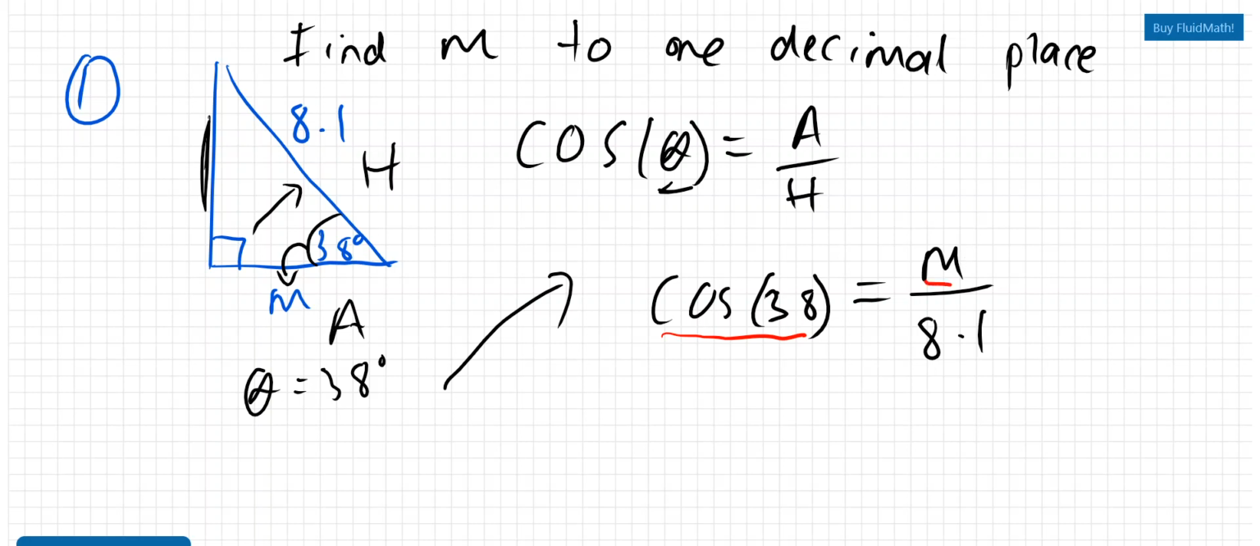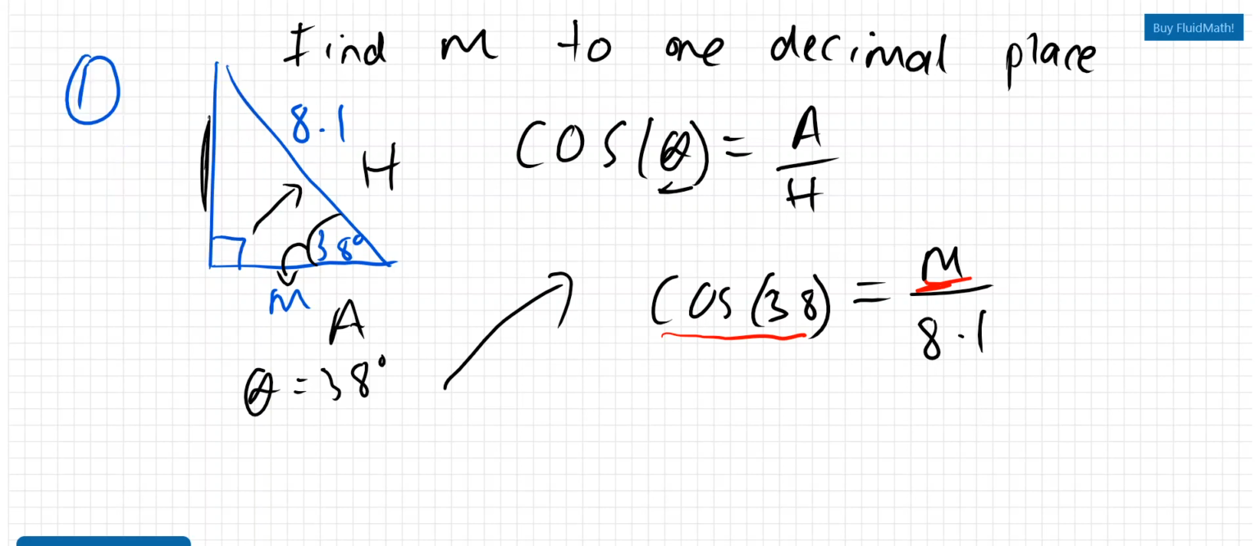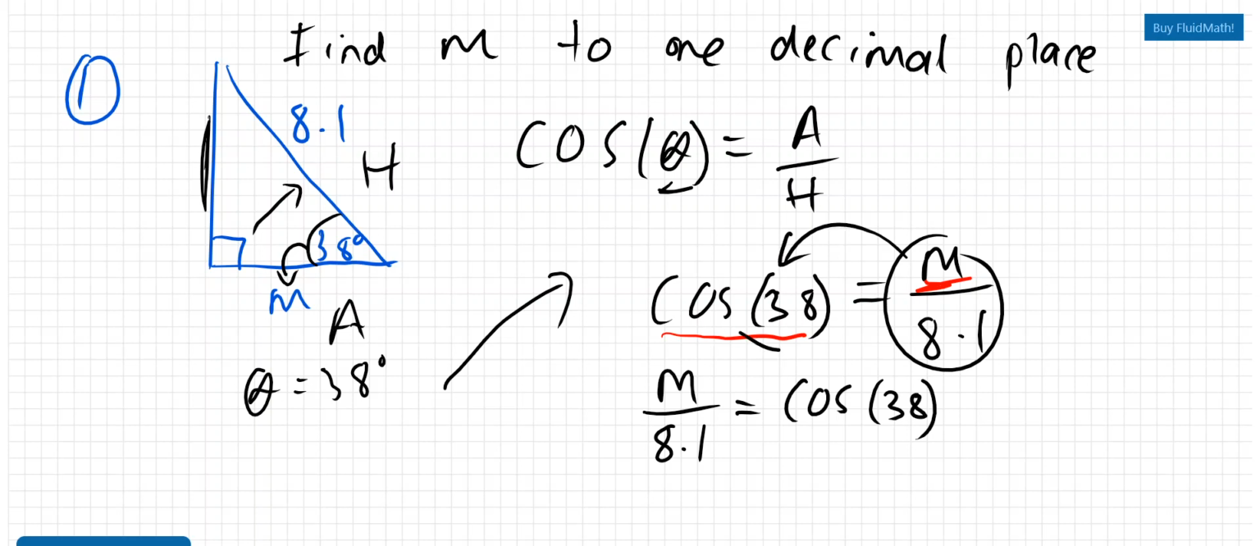Now I have to solve for m. I want to get m by itself. It's up to you how you want to go about solving this. I'll do it a longer way for this example, but later on I'll do it a quicker way. You can just times by 8.1 on both sides, but I'm going to rewrite it. I like having my variable on this side, so I have m over 8.1 is equal to cosine 38. I haven't changed anything, I've just rewritten it. If you prefer doing that, that's fine.